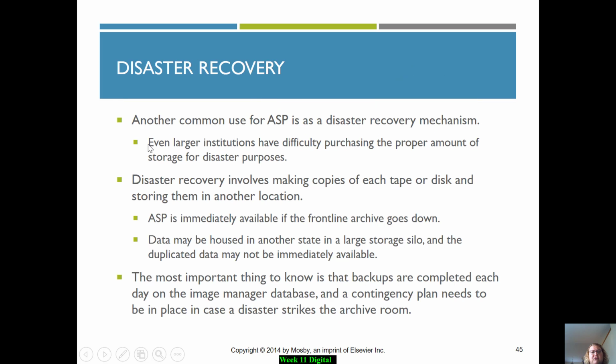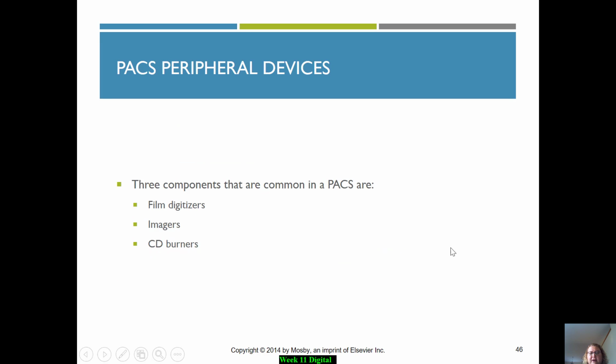Disaster recovery plans for hospitals are going to require a long-term storage unit located off campus. Every large institution is going to have some type of storage for disaster purposes, probably a good 10 to 20 miles off campus. Disaster recovery involves making copies on tapes or discs and storing them at another location. That way, if your frontline archive goes down, they're able to pull those images back up. So they're always going to have some backup plan.